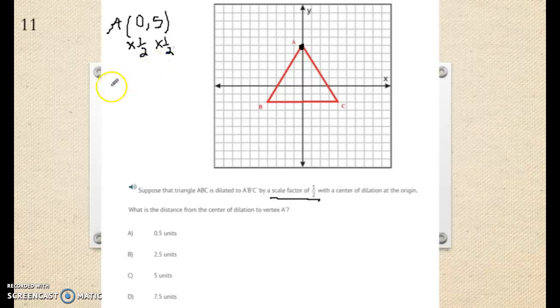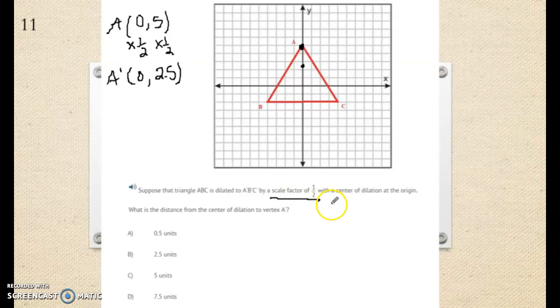So I'm going to multiply 0 by 1/2, and anything times 0 is still 0. And then I'm going to multiply 5 by 1/2, and half of 5 is 2.5. So my new A prime should be located at 0, 2.5. And you could do that for each of the points if you wanted to. You would end up with your little triangle right inside here.